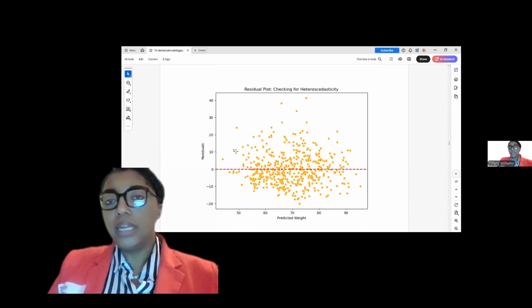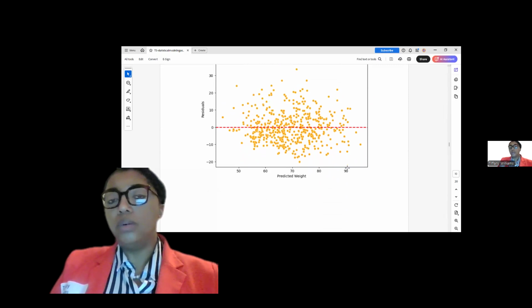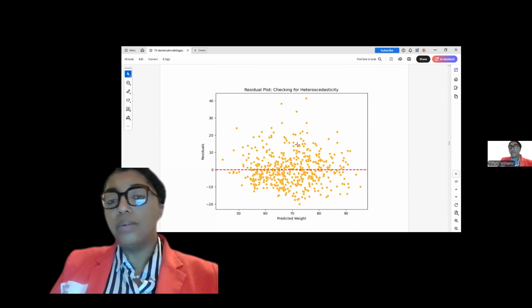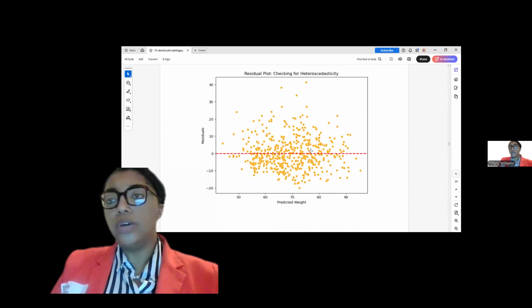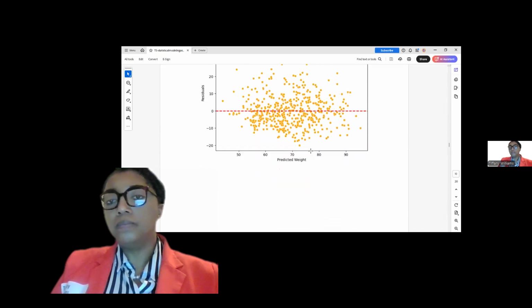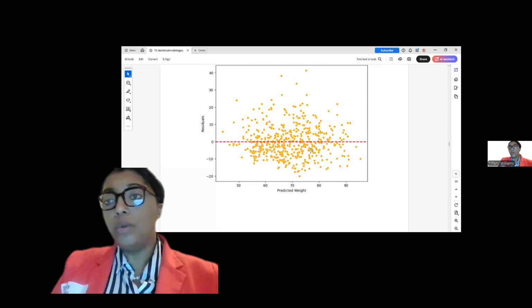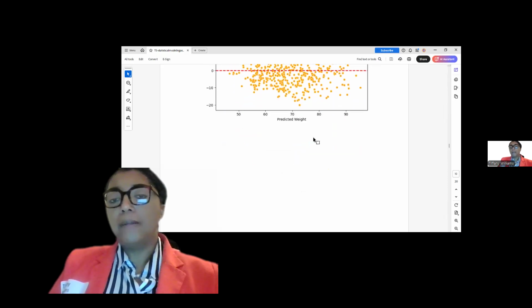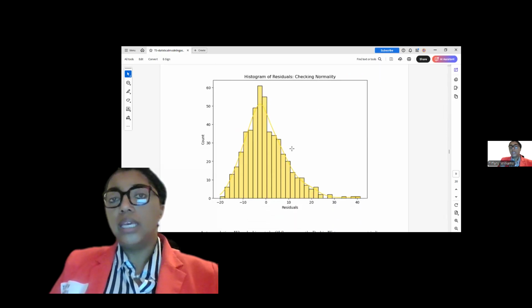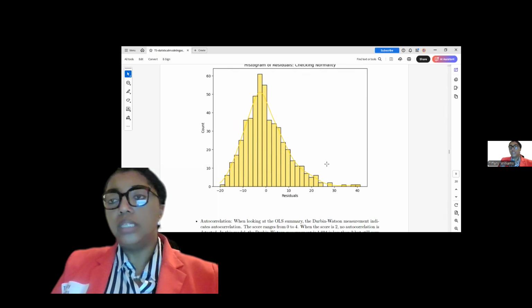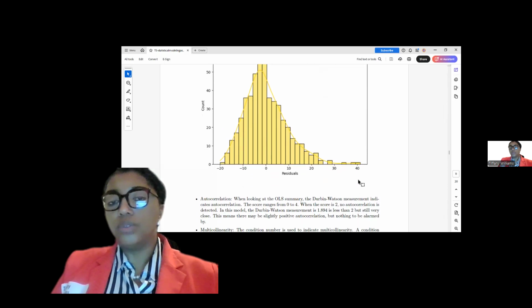So again, looking at that heteroscedasticity, it is scattered around the y-axis here. So it means it's well fitted, and it's homoscedastic. Looking at the histogram for normality, again, we see that it is right skewed. So there is not necessarily a normal distribution of residuals.